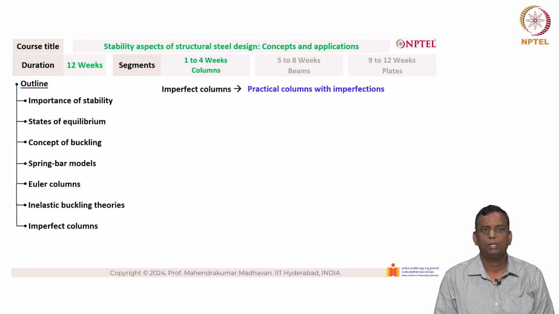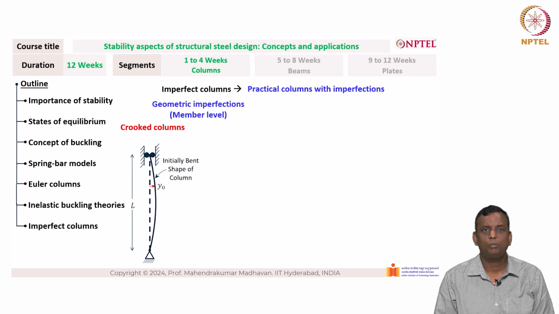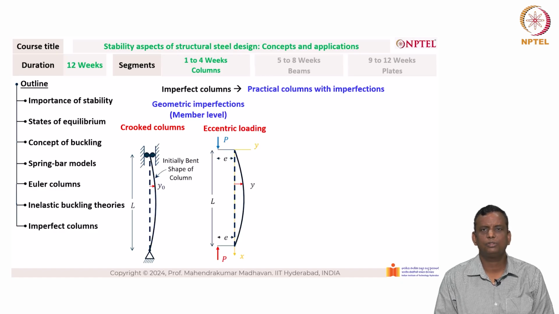We will also talk about imperfect columns. Imperfect columns are basically practical columns with imperfections. So there are two types of imperfections. One is a geometric imperfection, which is at a member level. We will talk about crooked columns, basically columns which have initial eccentricity or an initially deformed shape. We will also talk about eccentrically loaded columns, where the load is not directly applied at the centroid, but is applied at an eccentric distance e from the centroid of the cross section.